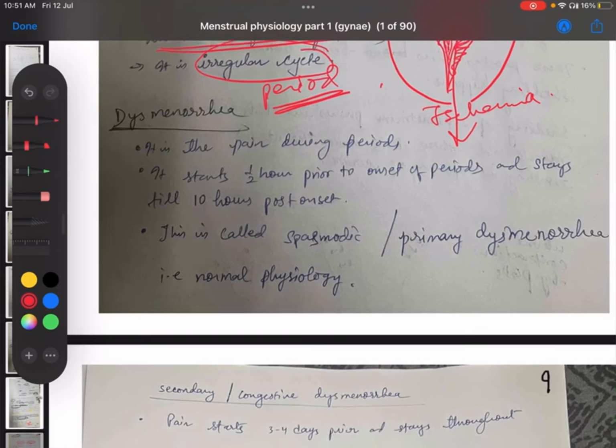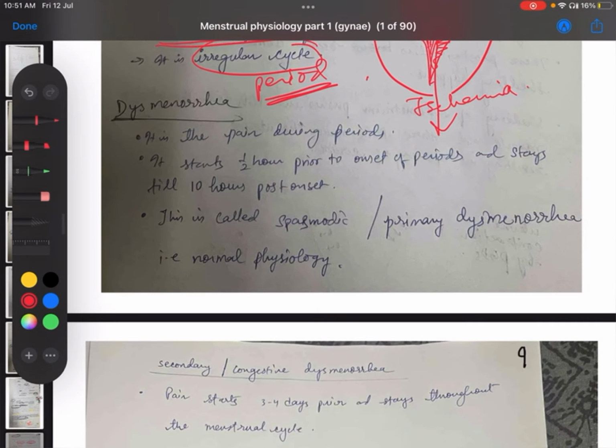Guys, I'm trying to make the video as short as possible. Dysmenorrhea, I have already explained what is dysmenorrhea. Once again, it is the pain during the period. It starts half an hour prior to the onset of the period and stays 10 hours post onset. This is called spasmodic or primary dysmenorrhea, which is the normal physiology.